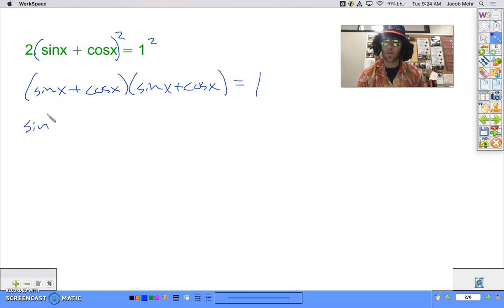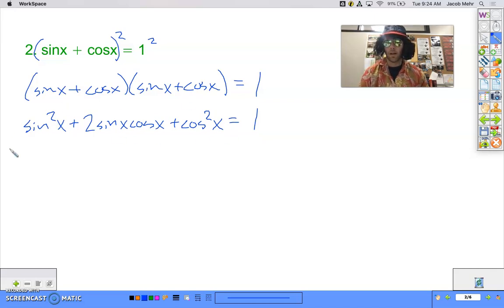And we're going to get a sine squared plus, now what happens when I take the outside times the inside? Outside, sine of x times cosine of x, or sine cosine. When I do the inside, I have cosine times sine, which is the same as sine cosine. So we actually end up with 2 sine of x cosine of x, and then we have a plus cosine squared equals 1.